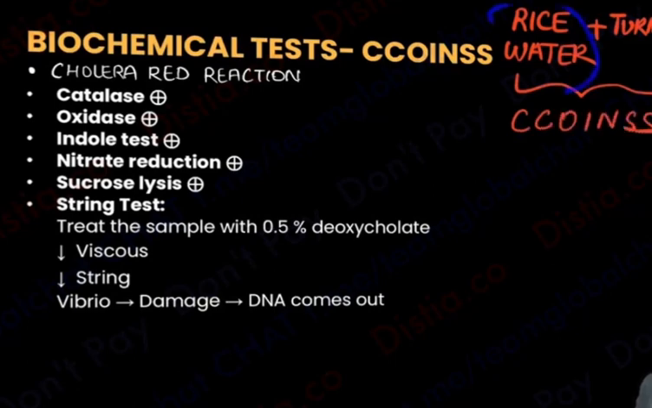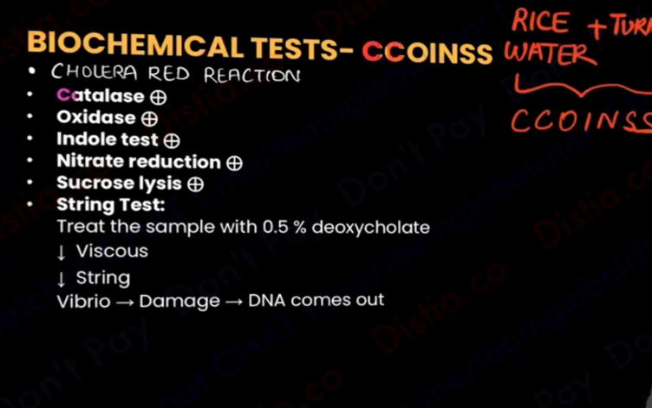So remember, if you're asking me for such a nice meal of rice water and turnip vegetable, you have to give me some coins. Quickly revise with me what are coins. So Vibrio cholerae shows you cholera red reaction. It shows you C for catalase positivity.